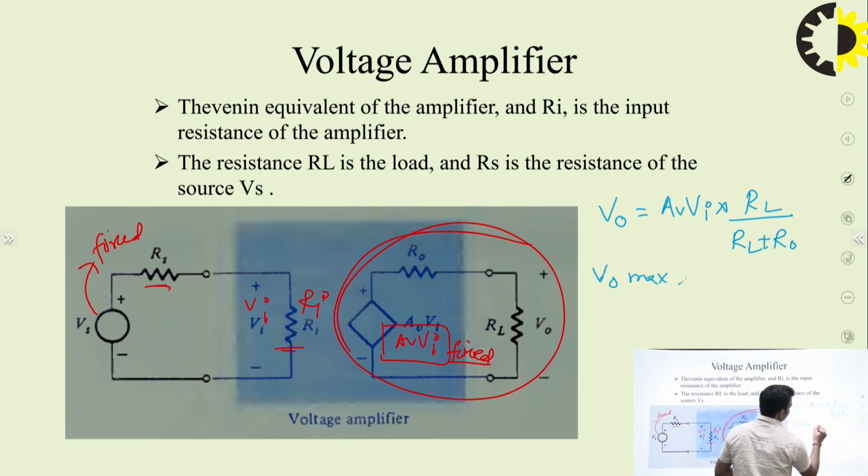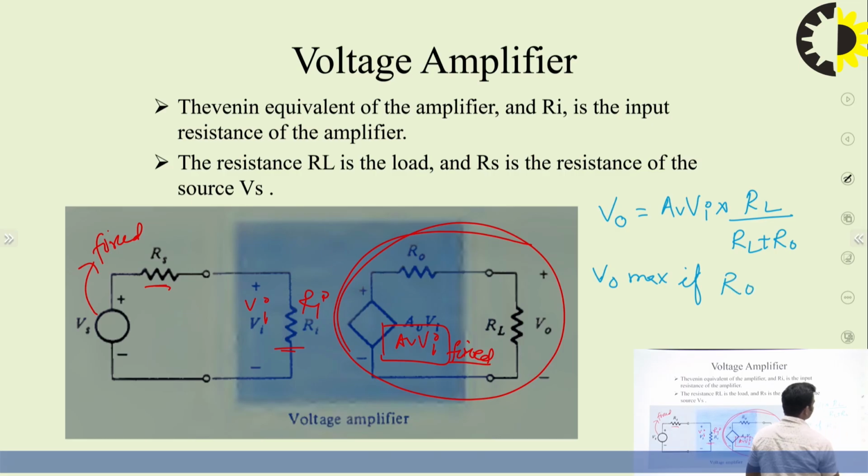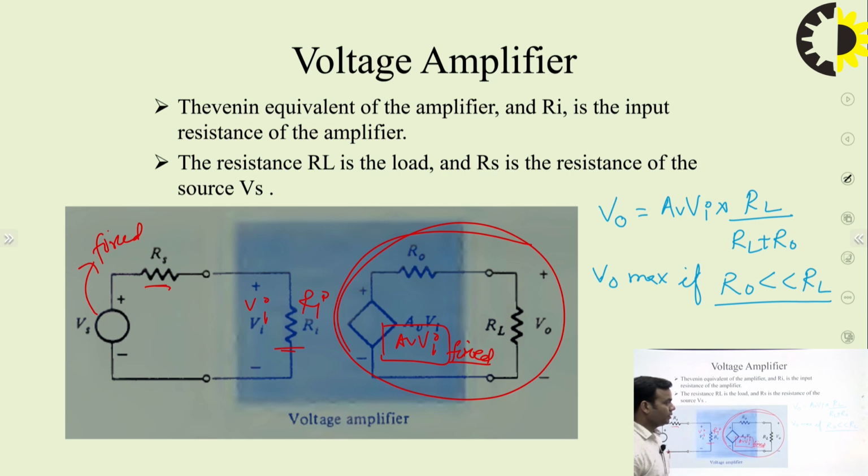maximum if what will happen? When it will be maximum? When RL will be very large and R naught should be very small, or we can say if this will be very small, if this will be 0, then this whole voltage drop, this whole voltage will come across RL. So we can say that R naught should be much less in comparison to RL. So this is for the output side.